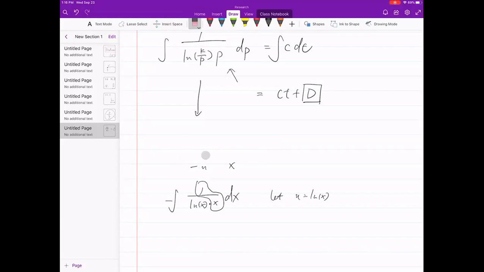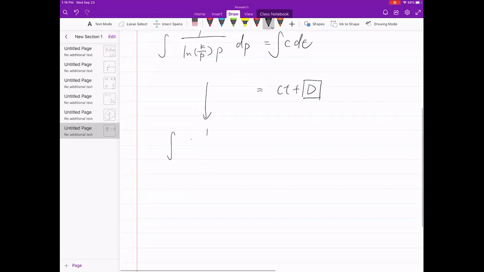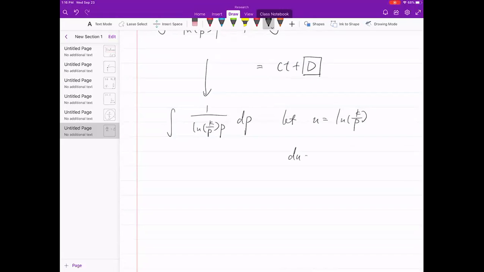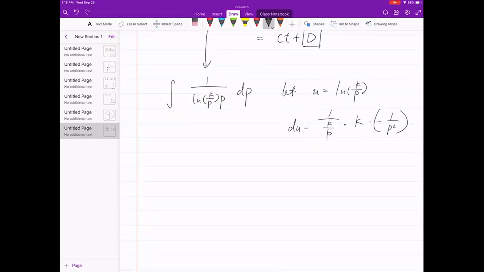Then, let's do the original one. But this time, let me take it here. This time we're trying to do this. And the key is let u equals ln(k/p). Calculate du. du is going to be 1 over (k/p) times k times negative 1 over p squared, times dp, of course.